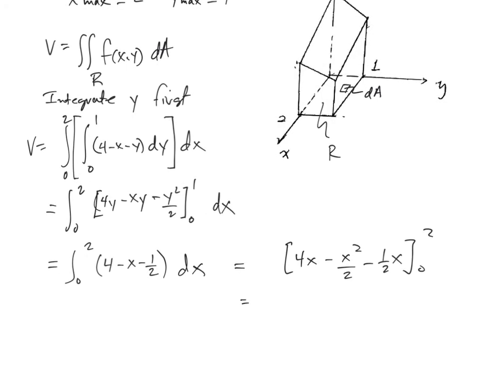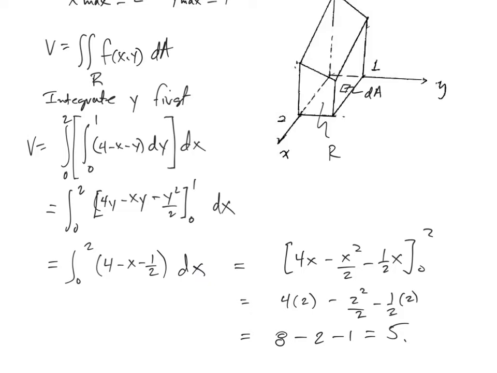Okay, so what do we get there? We're going to get 4 times 2 minus 2 squared over 2 minus 1/2 times 2. Zeros are all going to be zeros, so we get 8 minus 2 squared is 4 divided by 2 is 2, minus 1, so 8 minus 3 is 5. Okay, so the final result is 5.